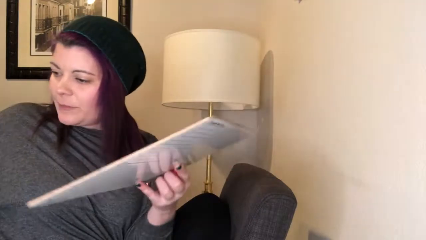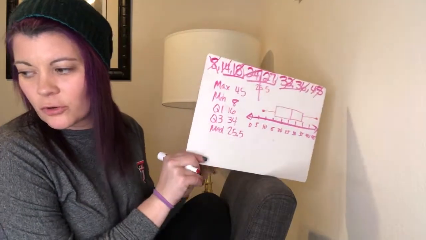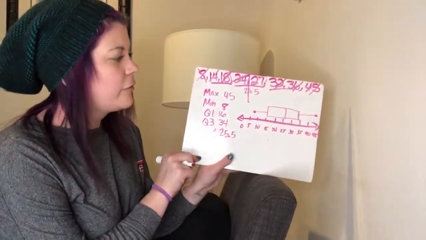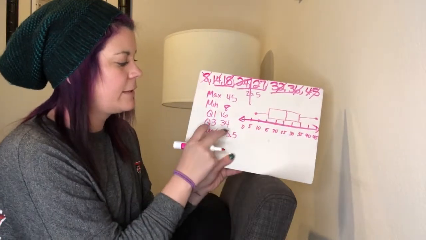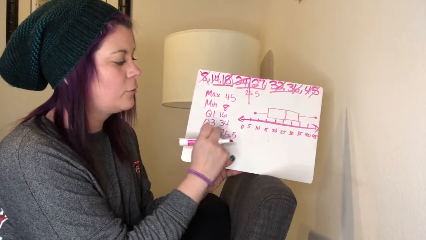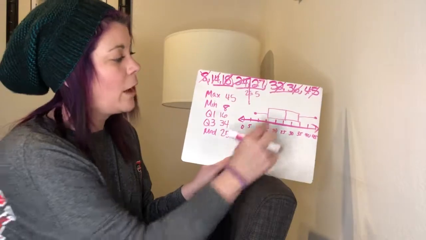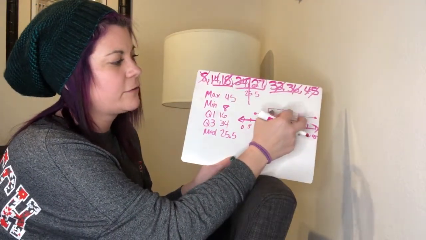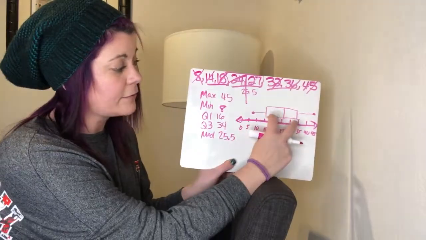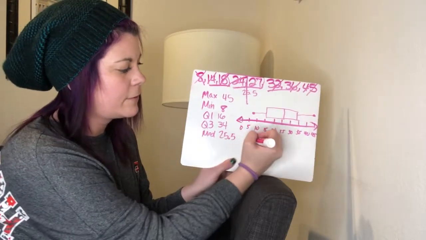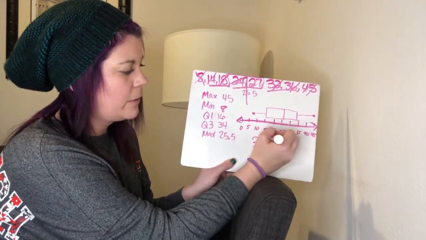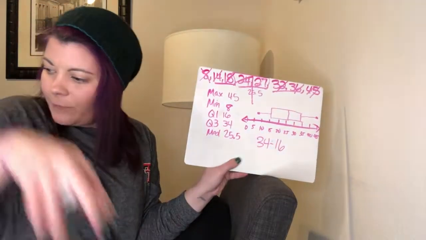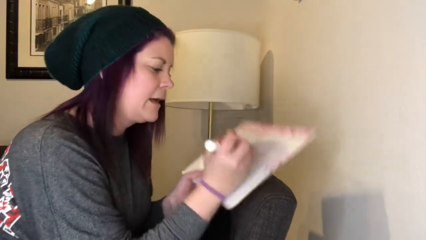Let me teach you something, what we call the interquartile range. The interquartile range just means that I'm gonna subtract Q1 from Q3. The interquartile range is the range on the box. So Q3 is 34 and Q1 is 16. So I do 34 minus 16 and get 18.